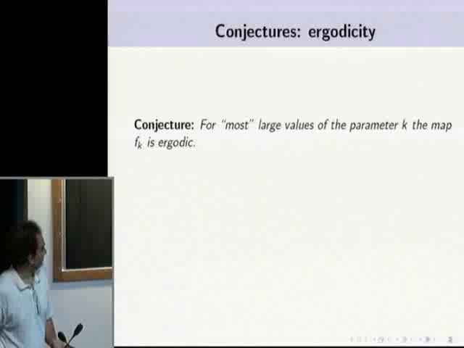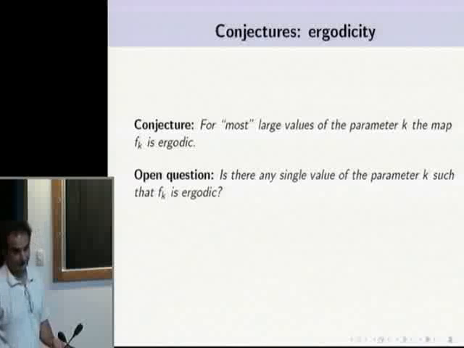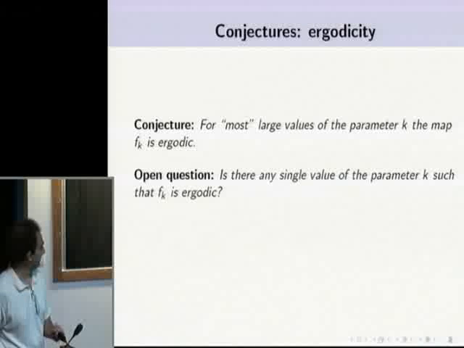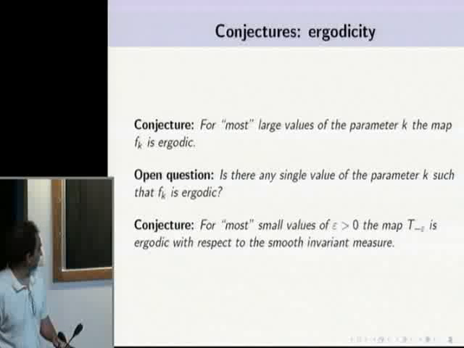It's a reasonable conjecture, but no one could prove or disprove it. Moreover, the current state of the art is the following. People cannot present any single value of the parameter such that the family would be ergodic for that value. And not only can they not present it, they cannot prove that it exists. All right. So why don't we formulate it for the trace map?